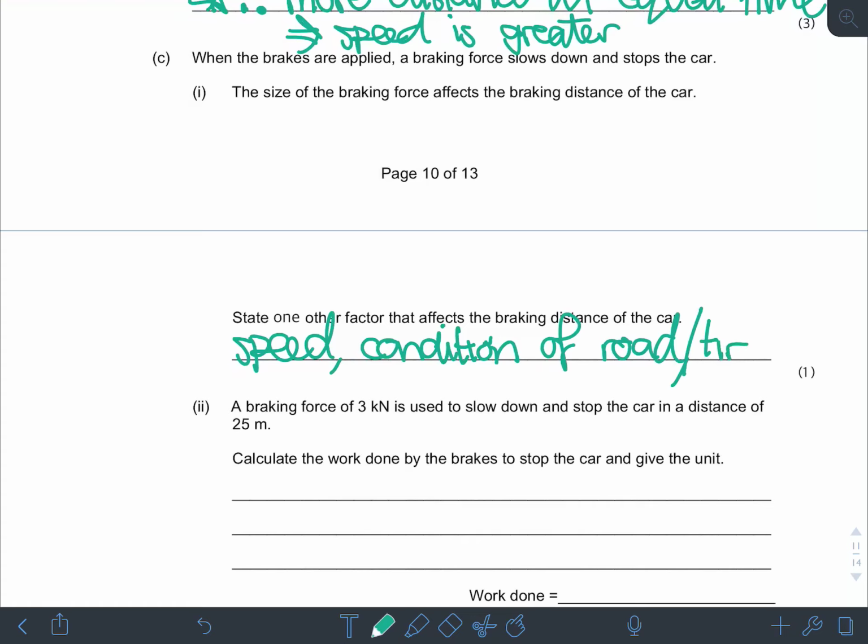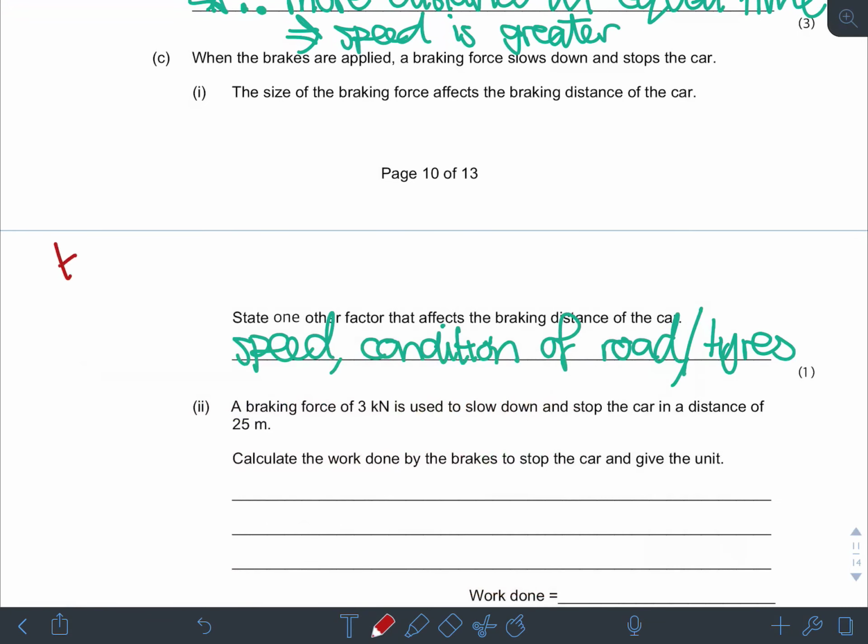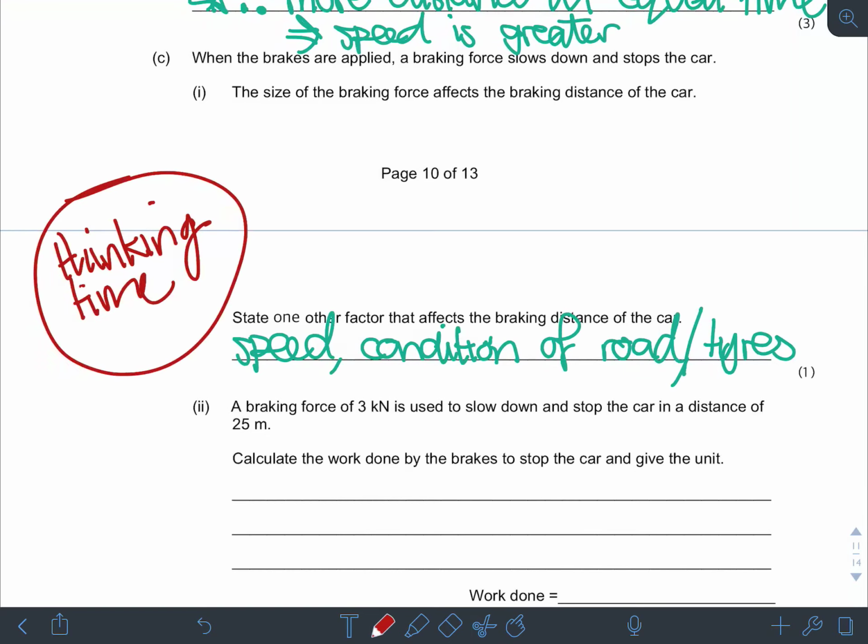or tyres. How do you spell tyres? It's Y, isn't it? Tyres. Speed, condition of road or tyres. Either of those two things is fine. Now, one thing that you can't talk about is thinking time. Now, have a think. Why is this not the answer?